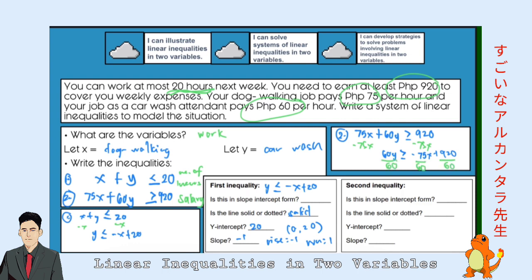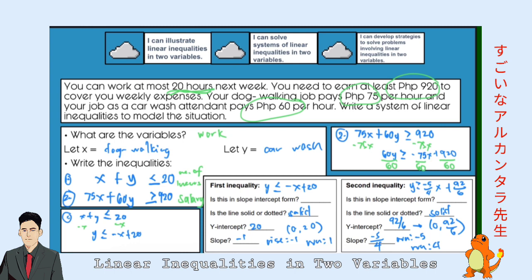So we're going to have y is greater than or equal to negative 5 over 4x plus 92 over 6. You may still simplify it if you want to. The line here is still solid. The y-intercept is 92 over 6, which can be found at (0, 92 over 6). Again, you can still simplify that. Then the slope is negative 5 over 4, meaning your rise is negative 5 and your run is 4. So again, you may continue with that one, graph it, and that will be it.